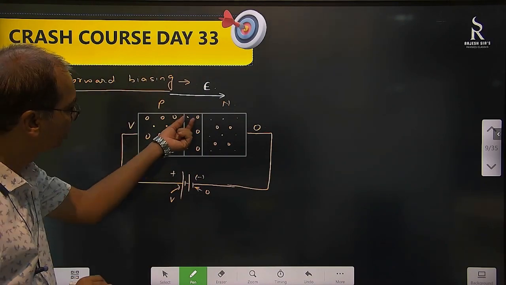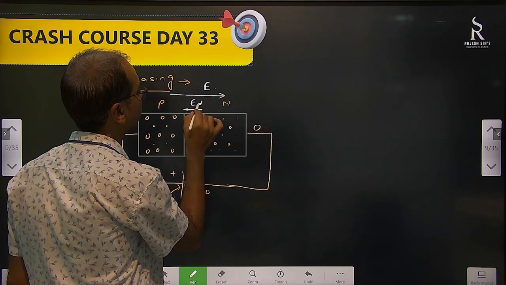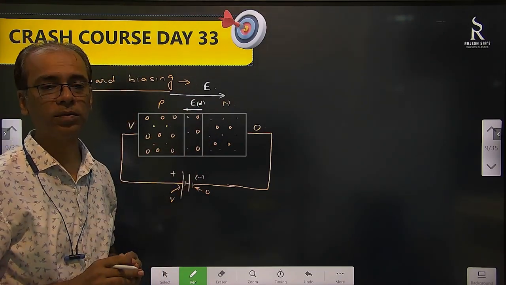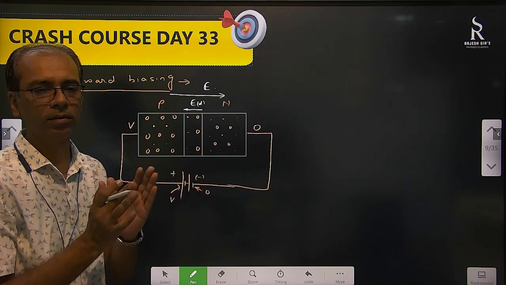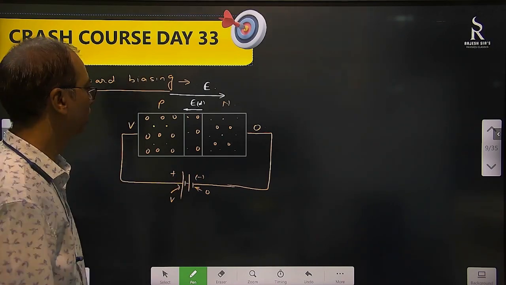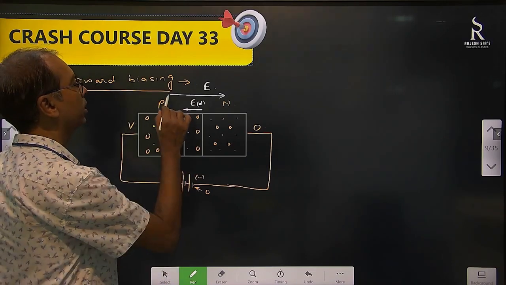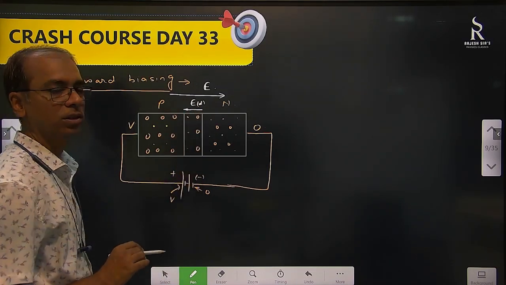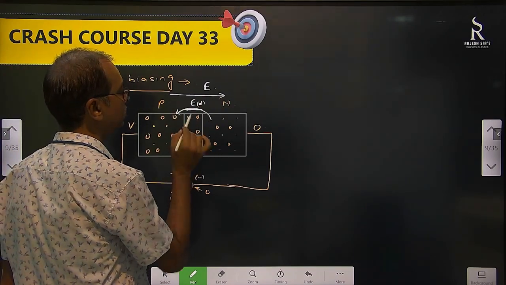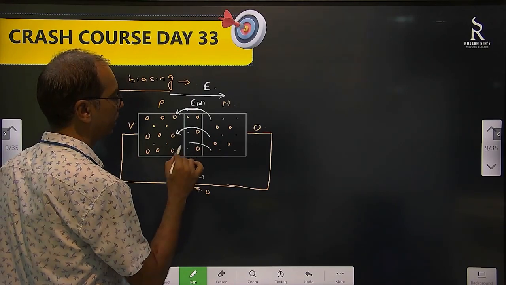And inside the depletion layer, we know that one small electric field is E. As compared to the external field, E is very small. So because of that, what will happen? The depletion layer will start decreasing. It will become smaller, smaller and smaller. And because this external electric field is huge, our electrons will start jumping here.